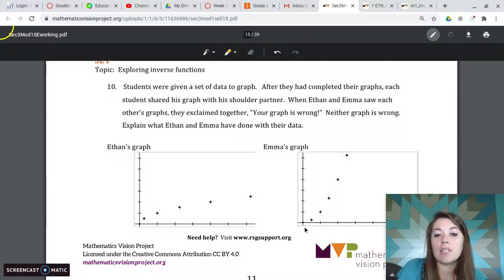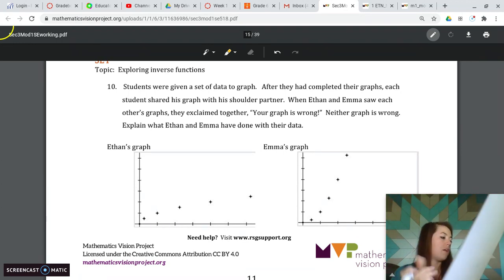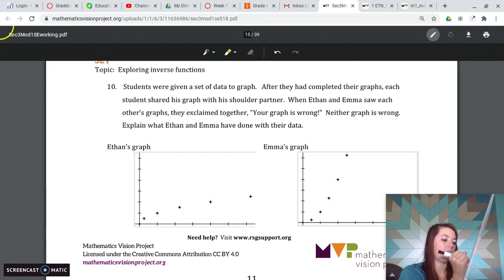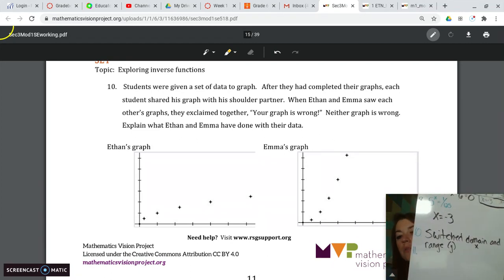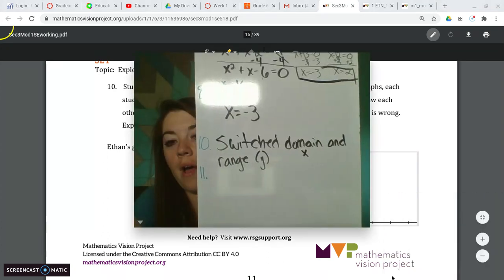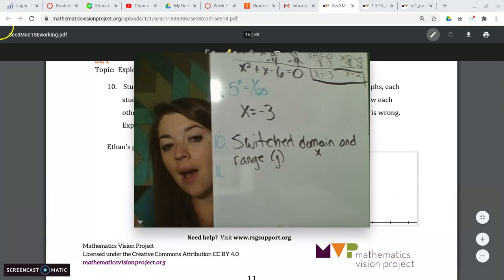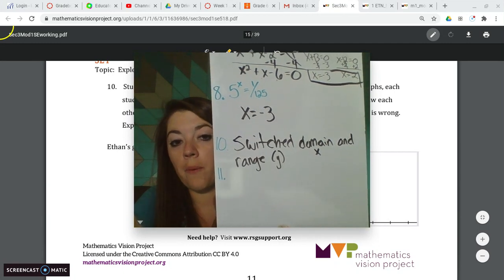So what they actually did is they switched the domain and range. So what they did is switched domain, which is your x values, and range. I'll show you this in just a second. So they switched the domain and the range. So they switched their x and y values. That's how they have their graph looking two different ways.